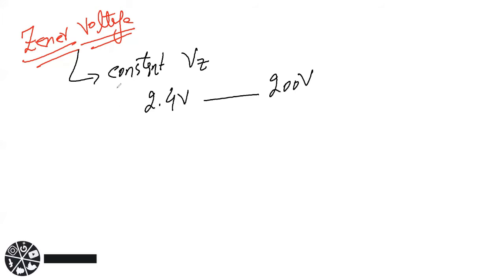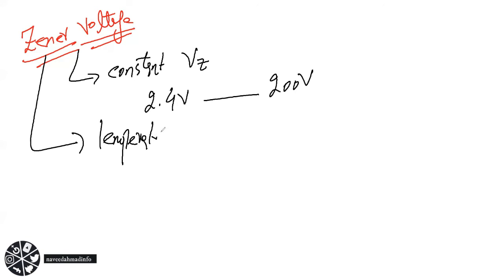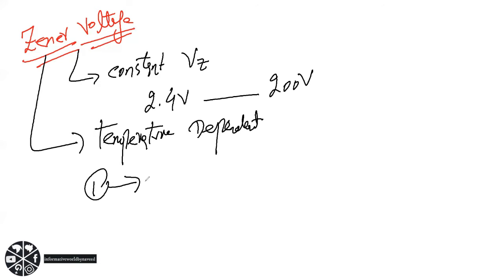The Zener voltage is also temperature dependent, so you should also incorporate the temperature dependence. One characteristic is that its reverse characteristic is different from the normal diode. The second one is that the Zener diode is heavily doped.